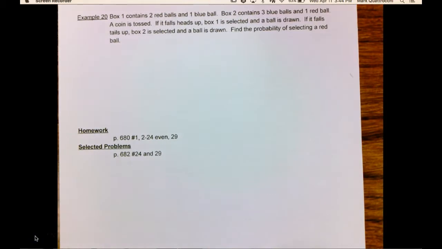Box 1 contains 2 red balls and 1 blue ball. Box 2 contains 3 blue balls and 1 red ball. A coin is tossed. If it falls heads up, box 1 is selected and a ball is drawn. If it falls tails up, box 2 is selected and a ball is drawn. Find the probability of selecting a red ball.